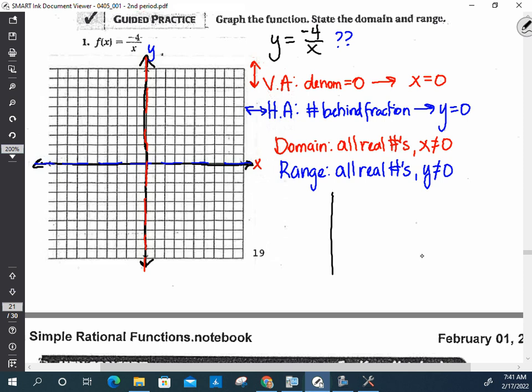So we're going to copy that table over. Always put your table so that you know what you plotted. Putting your table is not optional.